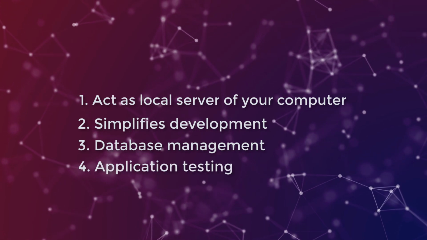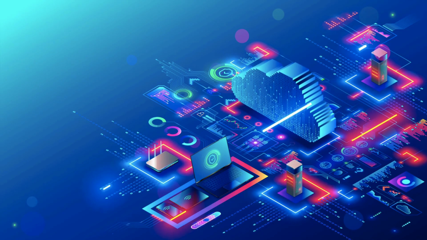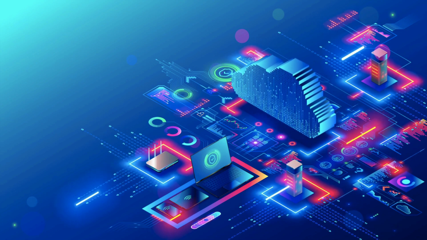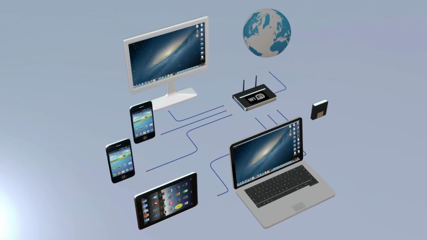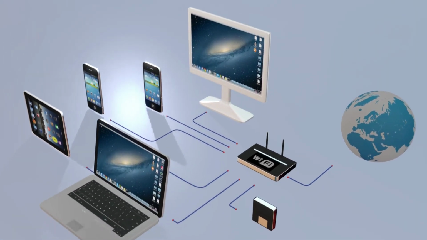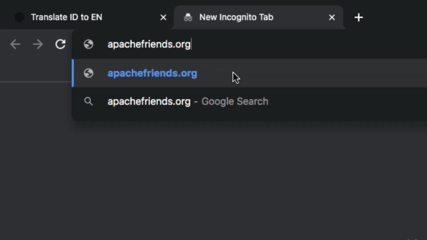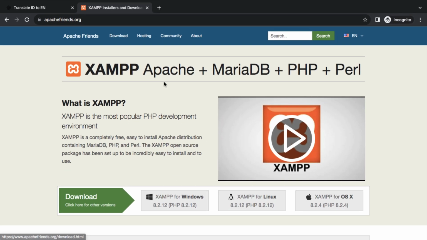Application testing. XAMPP allows developers to thoroughly test their websites before uploading them to a live server, so issues can be detected and fixed early. In short, XAMPP is designed to make it easier for developers to build and test dynamic websites on their computers before publishing them online. To download XAMPP, you can go straight to the official website.